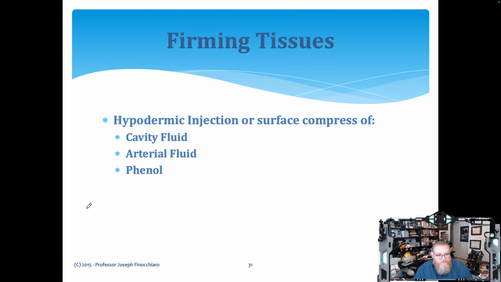And lastly, firming of tissues: hypodermic injection or surface compresses of cavity fluid, arterial fluid, or phenol will help you firm an area up. Again, if you're trying to preserve an area, cavity fluid is the best one for that. Arterial fluid, if you are absolutely in a pinch, and even then if you're using an arterial fluid, you want to pick the fluid that has the least amount of active dyes, because it is going to stain like nothing else. And phenol can be used as well. Phenol will dehydrate and burn the area. So if you are looking to stop leaking, phenol is your go-to.